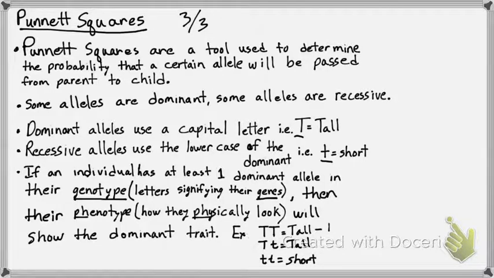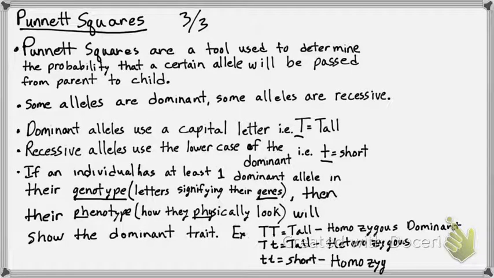A person with two dominant alleles is said to be homozygous dominant. Homo meaning the same, zygous referencing their genes. So they have their two genes that they have are the same. Hetero means different, zygous referring to their genes again. So if they have one dominant allele and one recessive allele, they are heterozygous. Sorry that watermark is getting in there. And then if they have two recessive alleles, they are homozygous recessive.